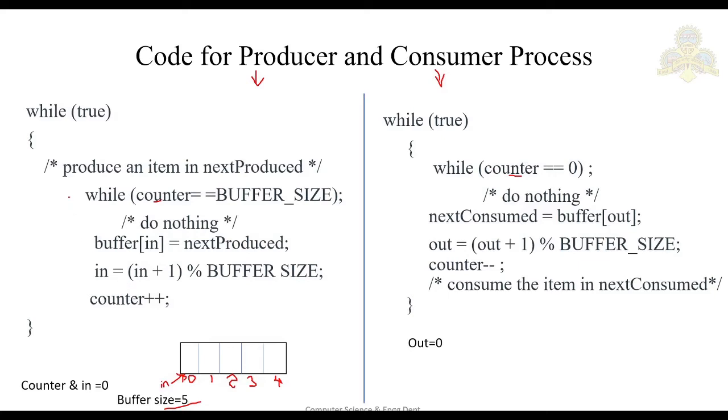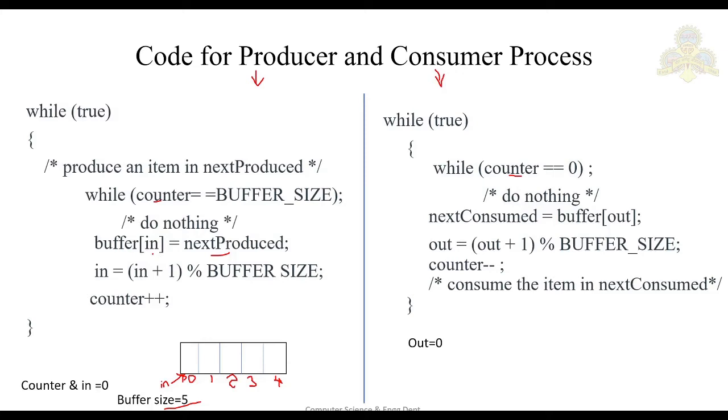So when you enter this loop first, it will check while counter is equal to the buffer size. What is your counter value? It is 0, right? Whether 0 is equal to 5? No. That means this condition would be executing now. So whatever the item you have produced, it should be kept in buffer of in. What is the value of in? By default it is 0, right?